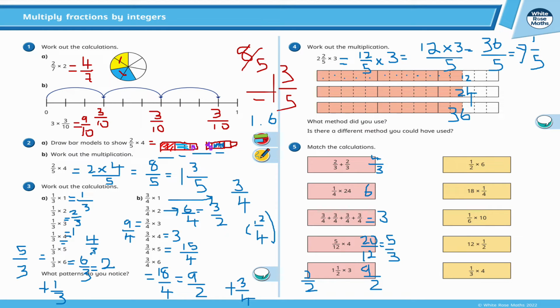So a half times 6 is equal to 3. 18 times a quarter goes to 9/2. A sixth times 10 goes to 10/6, or 5/3 if you simplify that. 12 times a half goes to 6, and then 1/3 times 4 goes to 4/3. So matching these up, that one goes to there, that one goes to here, sorry. Let's just delete that line and do that again.